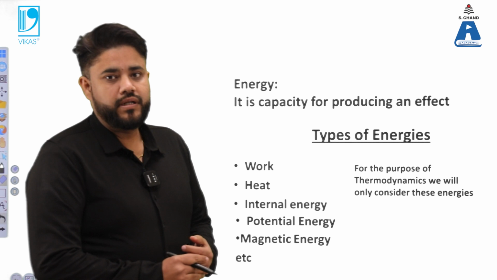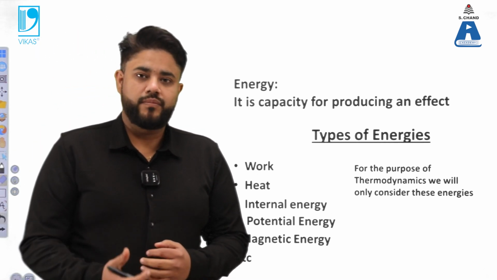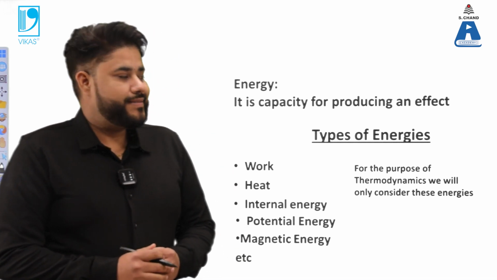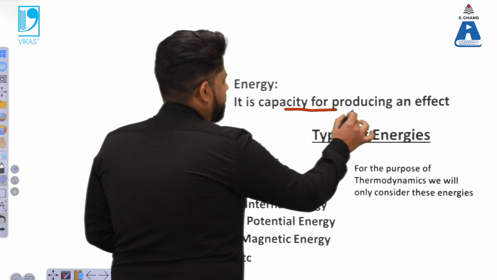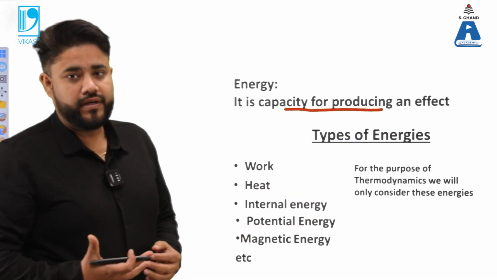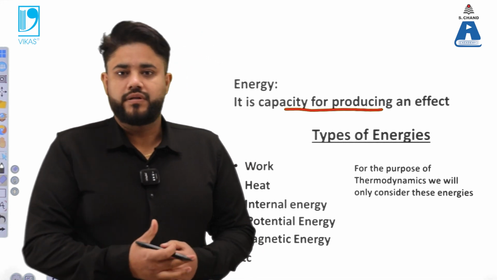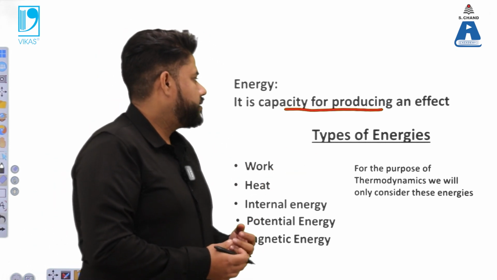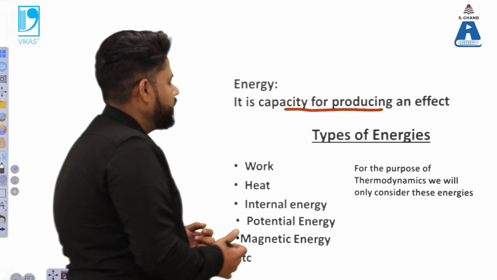So, there are certain basic definitions which would be helpful in solving the perspective numericals. Number one is energy. Energy is basically the capacity for producing a particular effect. Let's say that effect is lifting of a load or running that particular engine. That is particularly related to producing that particular effect.